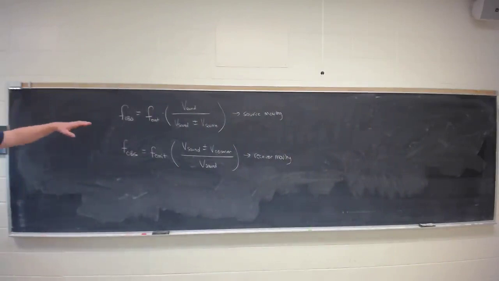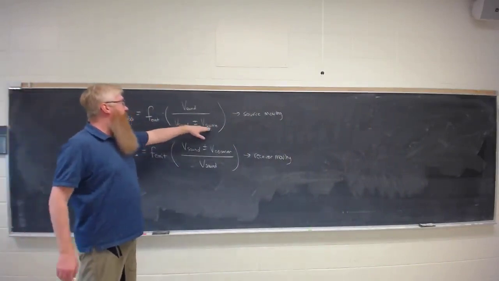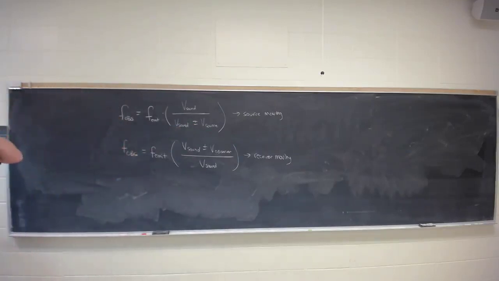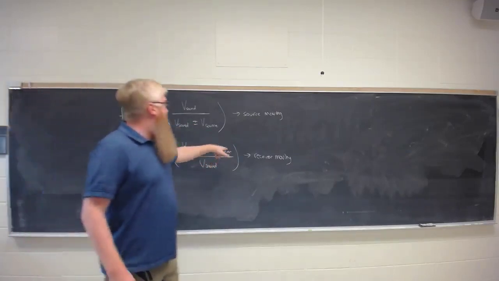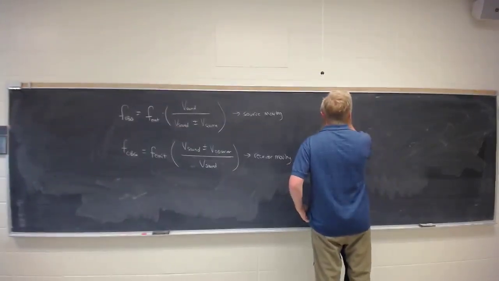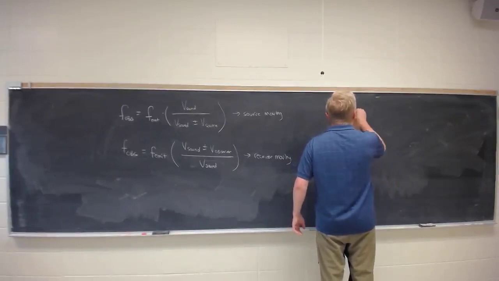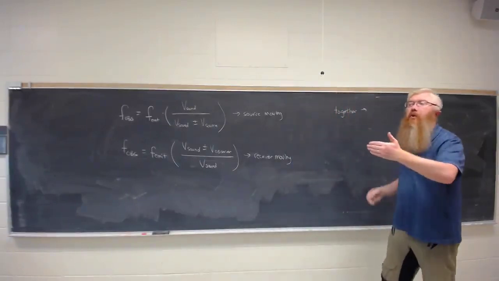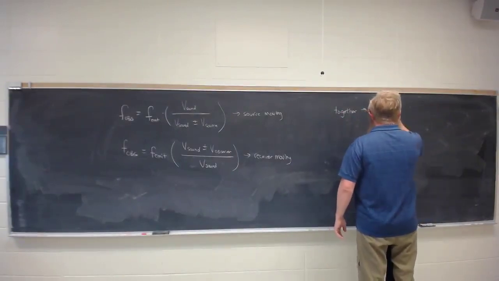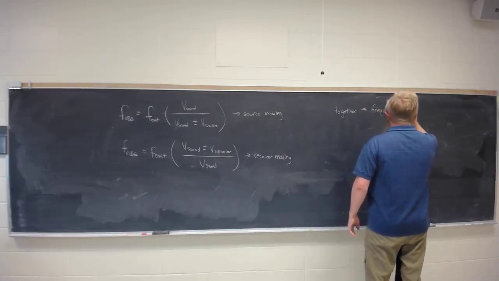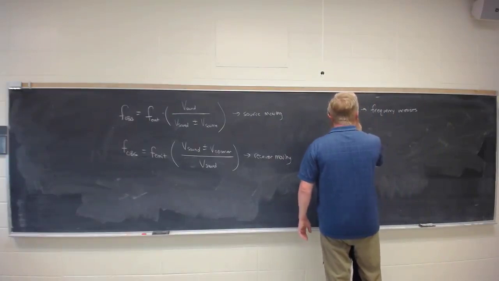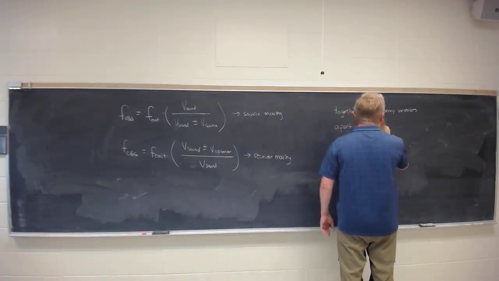So it depends on the speed of the source with respect to the speed of sound. Plus or minus means that the source could be moving away from you or towards you. The observer, the receiver, could be moving away from you or towards you. If you're moving together, either the source is coming to you or you're going to the source, frequency increases. Apart, frequency decreases.